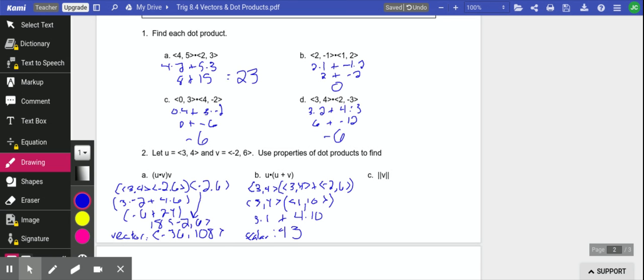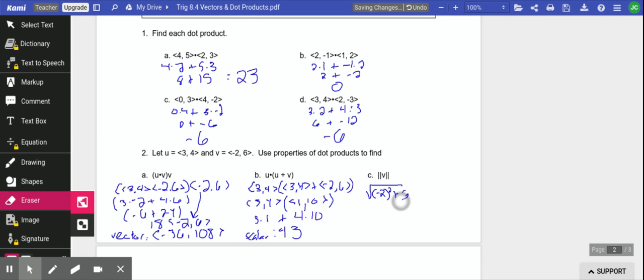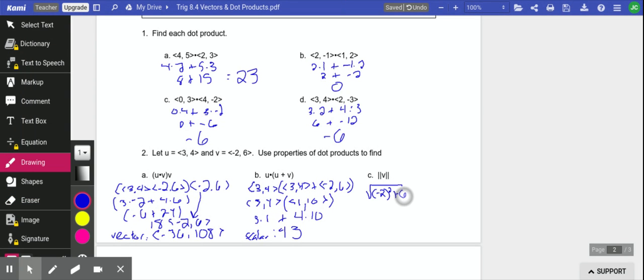And then the magnitude of v. We can just do this the way we've been doing it. Remember, magnitude of v is just a modified distance formula. So we're going to take negative 2 squared plus 6 squared. Handwriting is a problem here. So we get 4 plus 36, so the square root of 40, which we can simplify into 2 root 10.